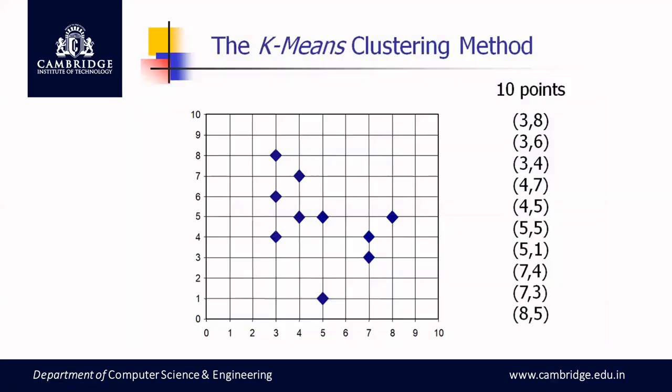So let us take one example. Here we have some data points, around 10 data points. If I want to apply the k-means algorithm to this, what would be my first step? I have to check the nature of the data points. What is the nature of the data points? Or what distance measure do I have to use? Is it city block?